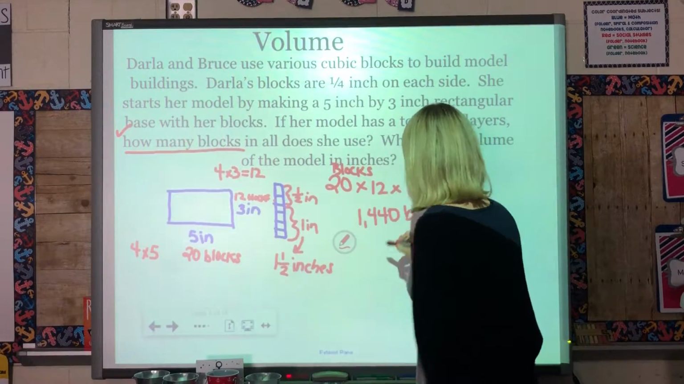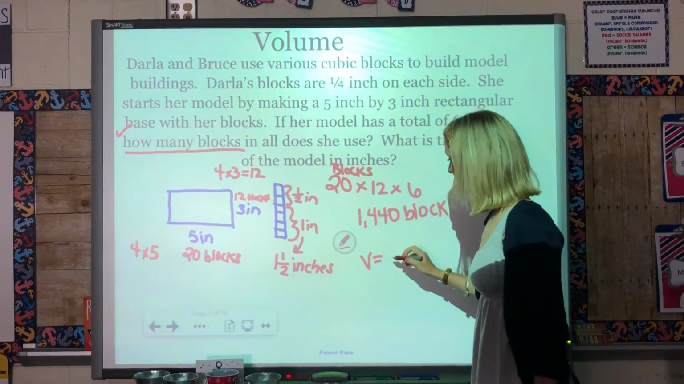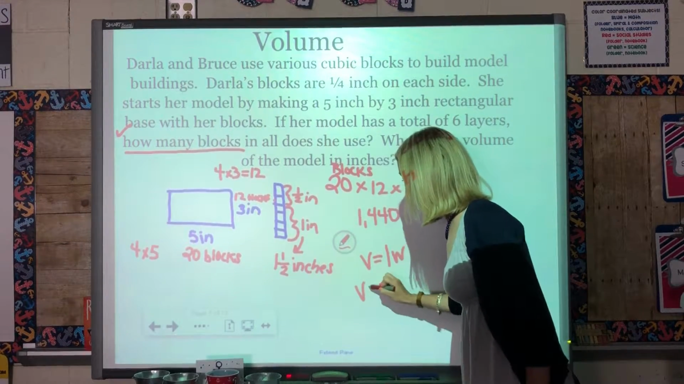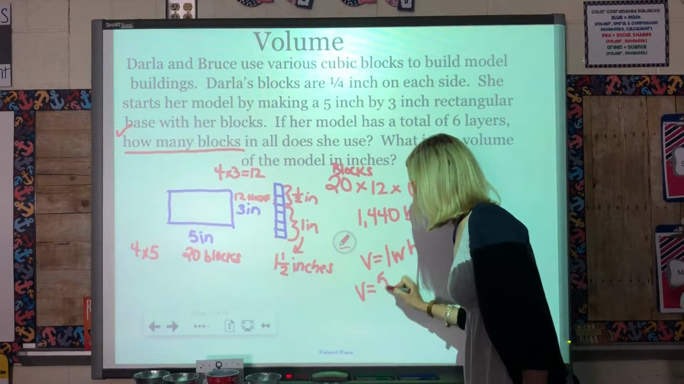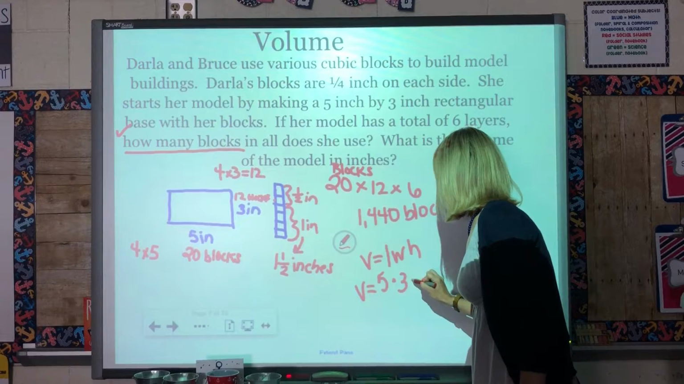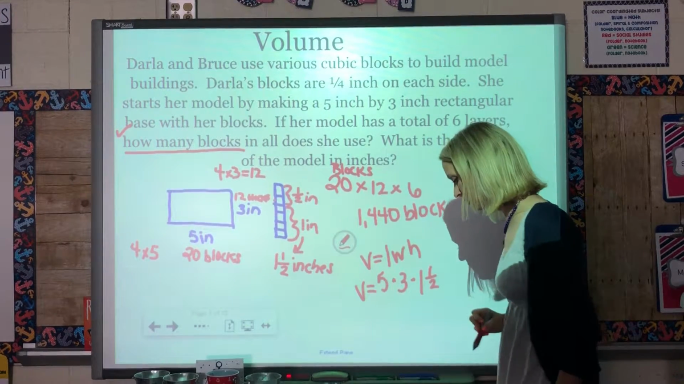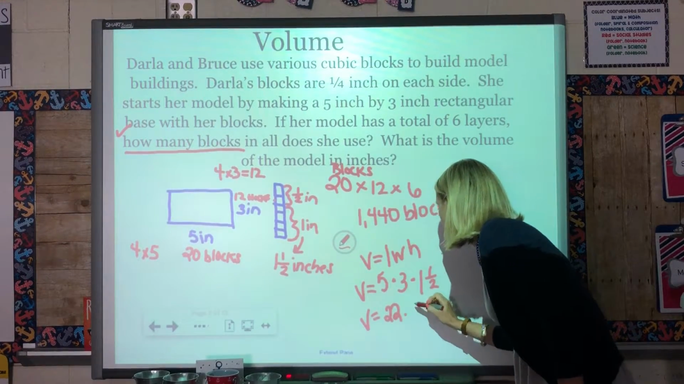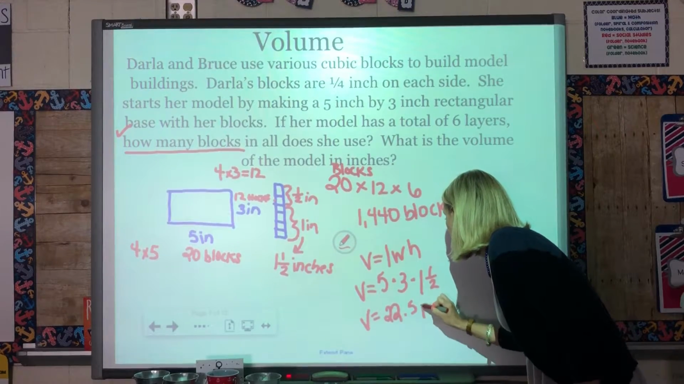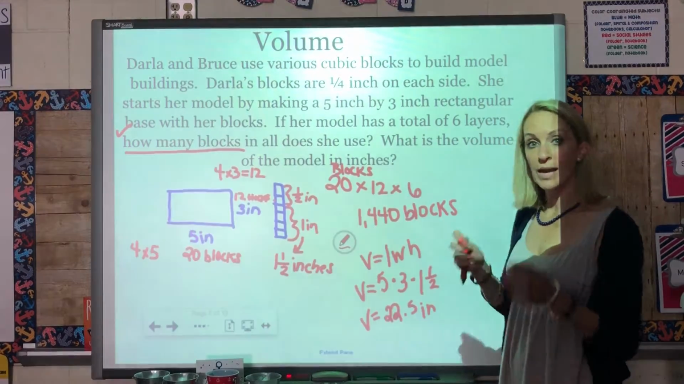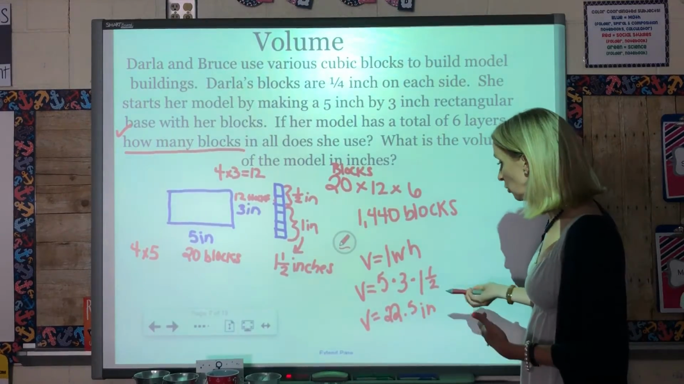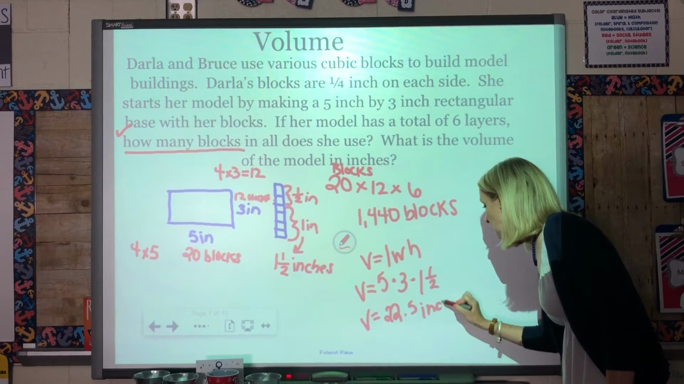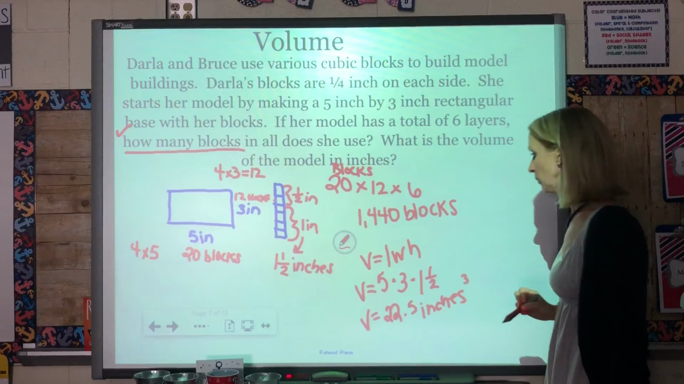So I know to find volume, and I should have actually shown this up there, I multiply my length times my width times my height. So I have my 5 times my 3 inches times my 1.5 inches, and that comes out to be the volume equals 22.5. And we know for volume they're actually cubic inches because it's how many cubes, how many 1 inch cubes would fit in there. So 22.5 inches cubed would be the volume.